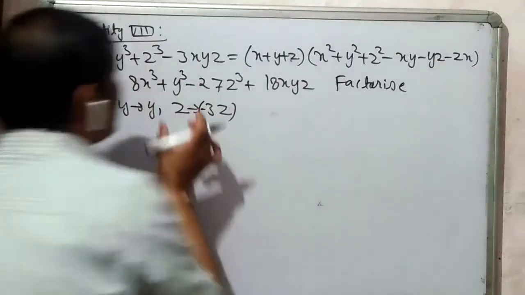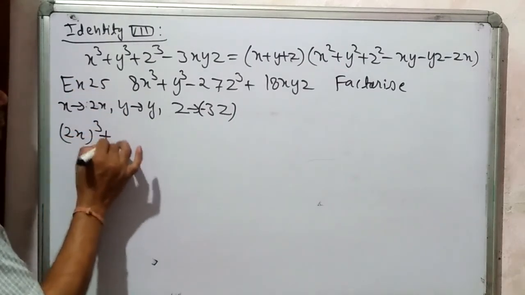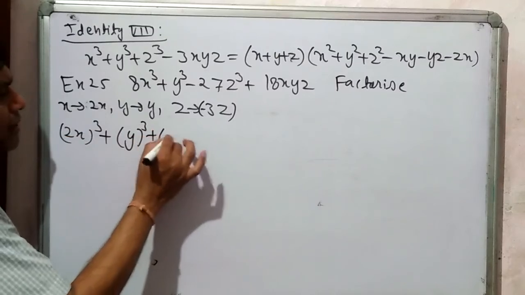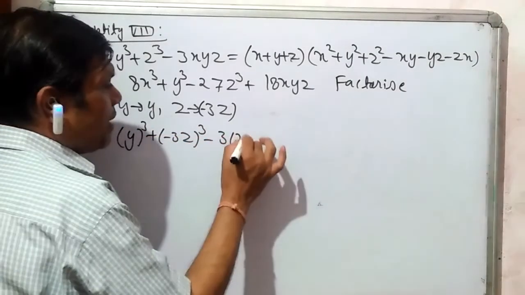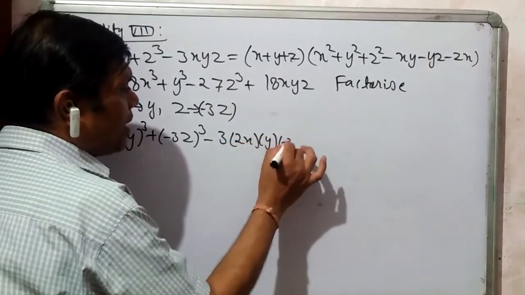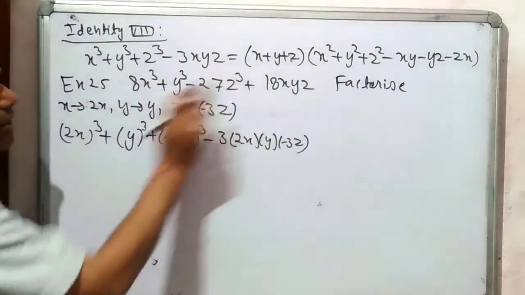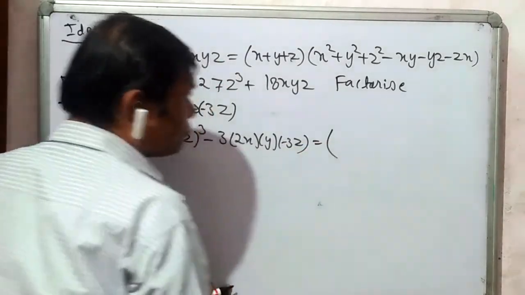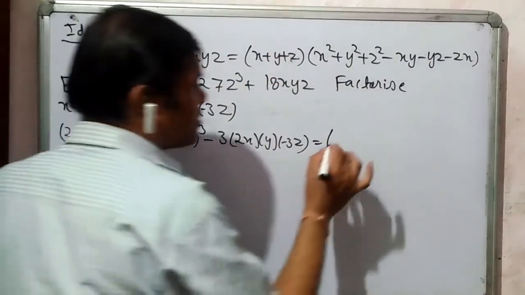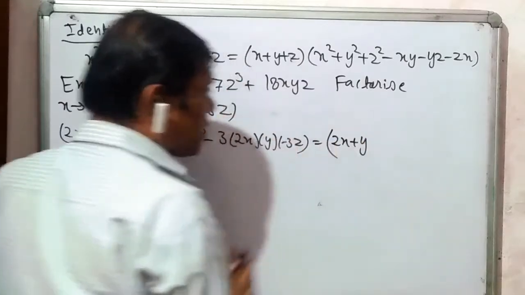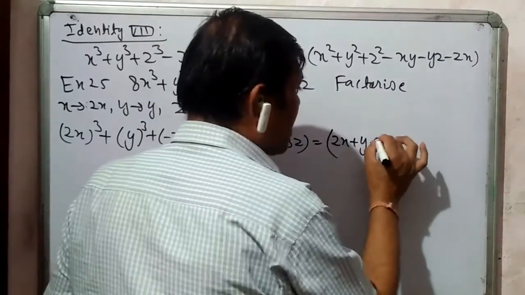So let us put it in the identity. We have x cube, what is x cube? (2x) whole cube. y cube, plus (minus 3z) whole cube, minus 3 multiplied by 2x multiplied by y multiplied by minus 3z. That's positive 18xyz, which we have got in the question. This should be equal to: the first bracket is x plus y plus z. In place of x we have 2x, in place of y we have y, in place of z we have minus 3z.